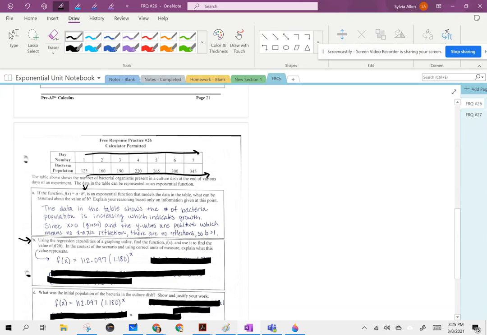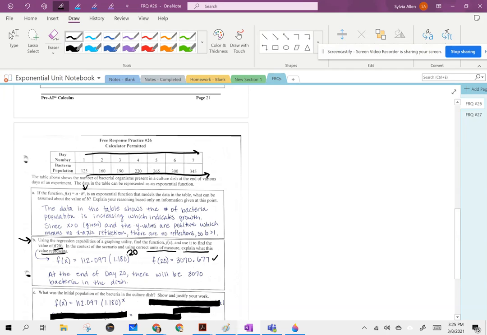On B, I would like you to use this equation as the regression equation and use it to find the value of f of 20. And then in the context of the scenario and using correct units of measure, explain what that value represents. If we were to make x 20 and evaluate that in the calculator, this is what you would get, to 3 decimal places. However, in the context of this scenario, this is what you would write.